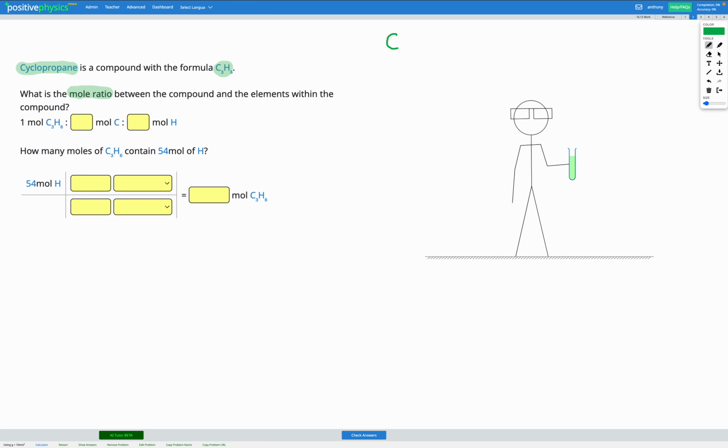So in C3H6, we've got 3 carbons and we've got 6 hydrogens. So our mole ratio is that for 1 mole of our compound C3H6, we have 3 moles of carbon and we have 6 moles of hydrogen.